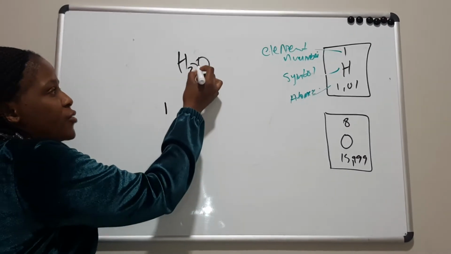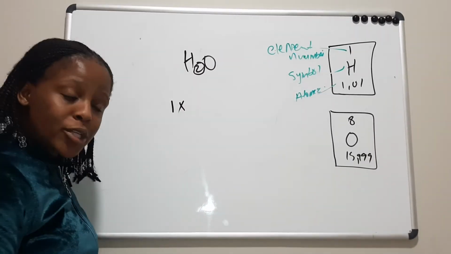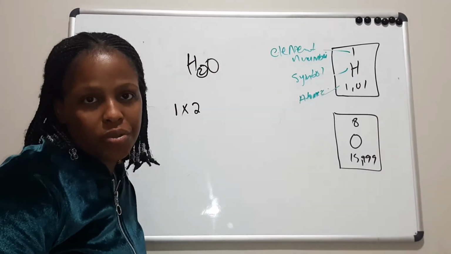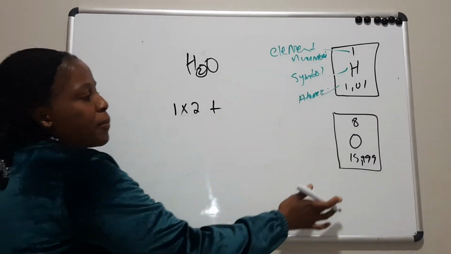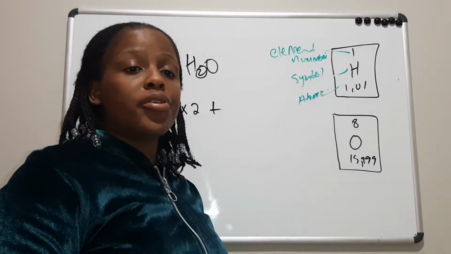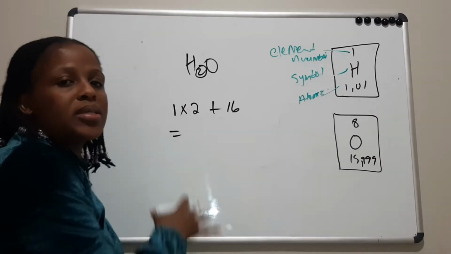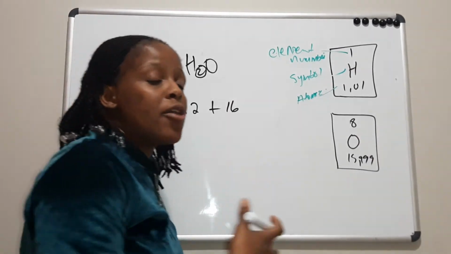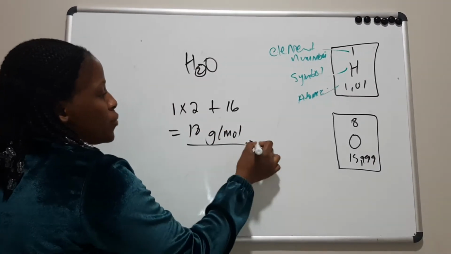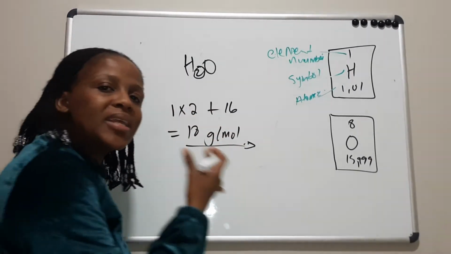But now we have 2 atoms of hydrogen, so we must multiply this atomic mass by 2 so that it represents what is in that molecule. Plus the atomic mass of oxygen, which is 15,999. You can round it off to the next whole number, which is 16. When you put this into the calculator, it gives us a result of 18 grams per mole. So it means in each mole, we always have 18 grams.